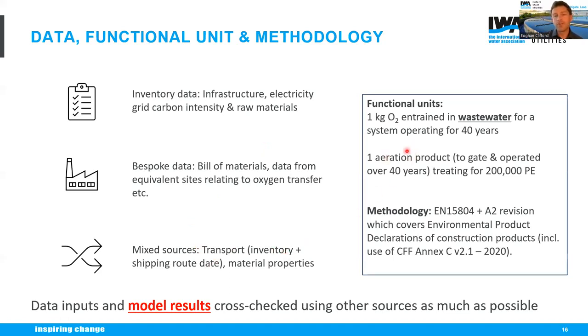We had two functional units, one which is per kilo of oxygen entrained in wastewater for a system operating for 40 years. And the second one was per aeration product installed. So two different units. For the purposes of the results I'm going to show you today, it doesn't really impact the graphs, but just for information, we used two different functional units.